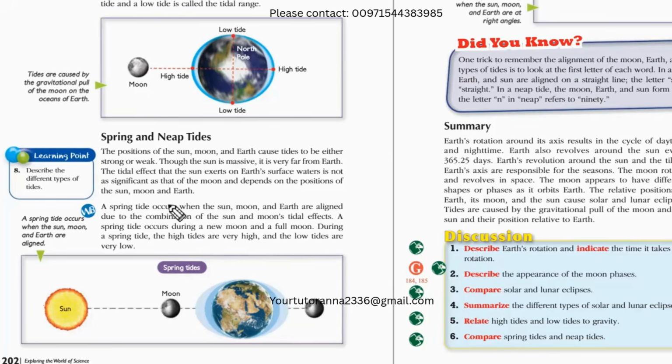So there is a neap tide, and then there is a spring tide. A spring tide occurs when the moon, sun, and earth are aligned, due to the combination of the sun and moon's tidal effect. A spring tide occurs during a new moon and a full moon. Please keep these things in mind, and that's why I'm repeating them. During a spring tide, the high tides are very high and the low tides are very low. Okay? Let's go to the next one.